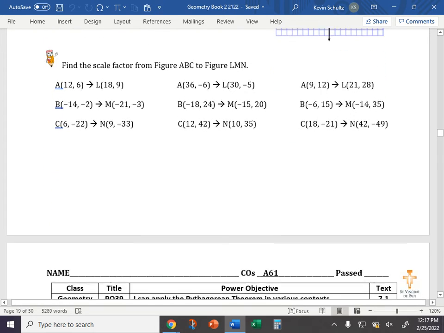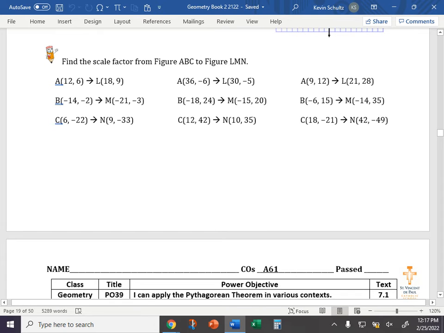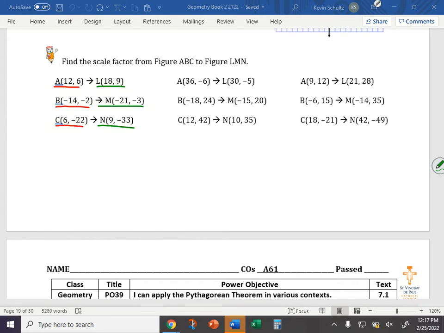That last section, though, says find the scale factor from figure ABC to figure LMN. If ABC is our original figure and LMN is our new figure, how are we going to go about finding the scale factor? This time we're given the ordered pairs, and we want to figure out what that value of k is. How do we go about that? We gotta use proportions. Just set up a proportion.